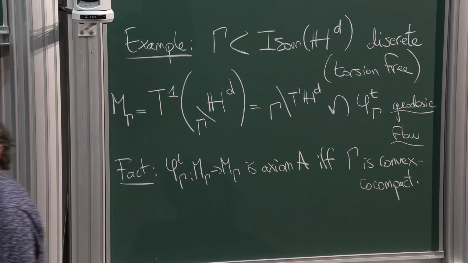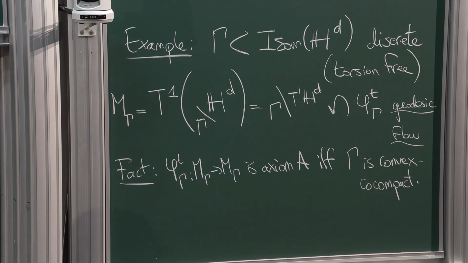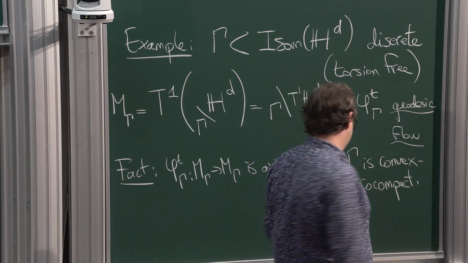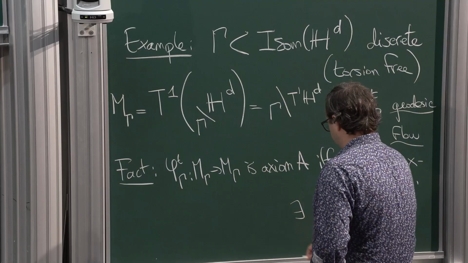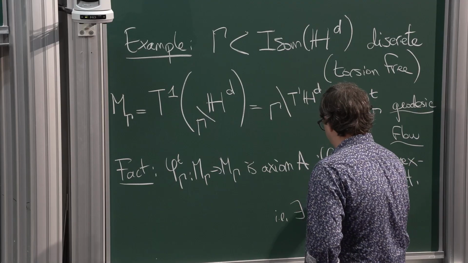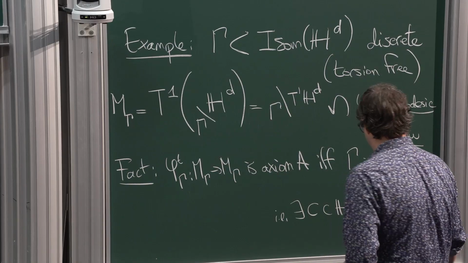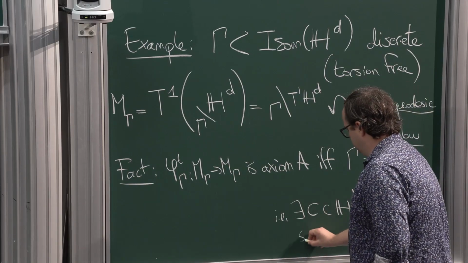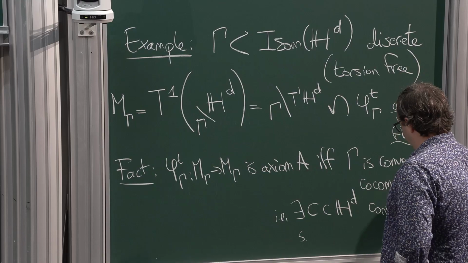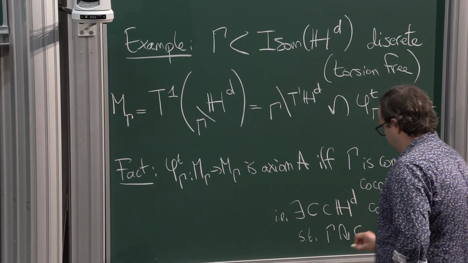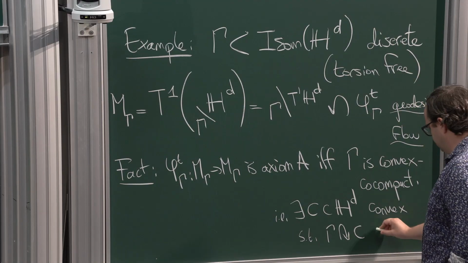All right, so convex cocompact is something we've already heard, I think. I don't know if we've heard a definition, so it's pretty simple. You have something convex, which is cocompact. So there is a convex set C inside of your hyperbolic space, HD, such that gamma acts cocompactly on C.